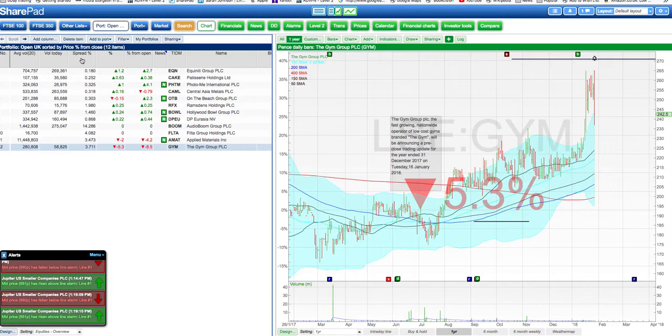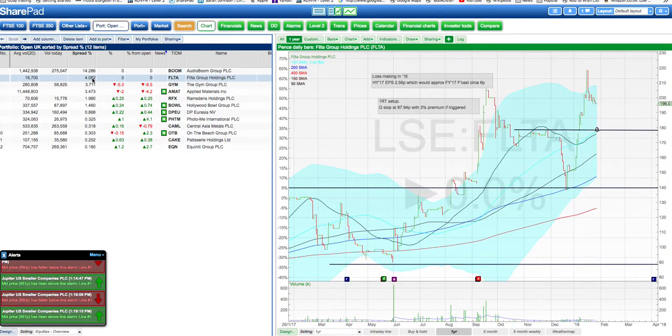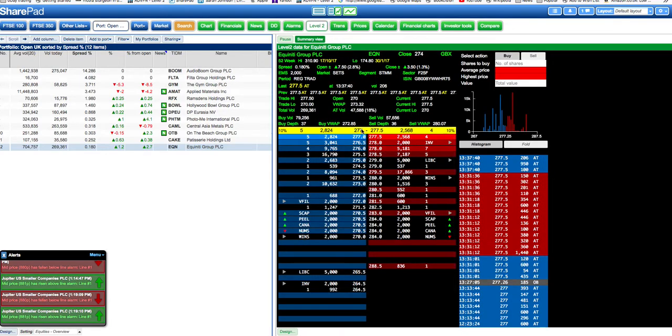So we can see the spreads here. Boom's got a very big spread. It's basically a penny stock. Then you've got things like filter, which are micro caps. Then obviously as you go down, you get to the bigger, more liquid stocks. You've got things like EQN, the spread's very, very small. So just a reminder, the spread is the difference between the buy and sell prices. We also call these bid and offer, because it's effectively an auction.